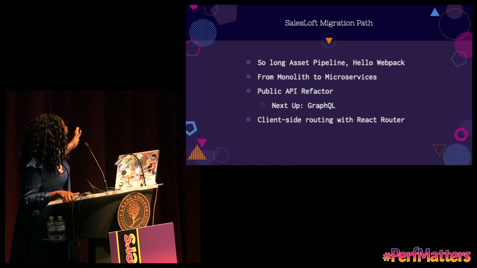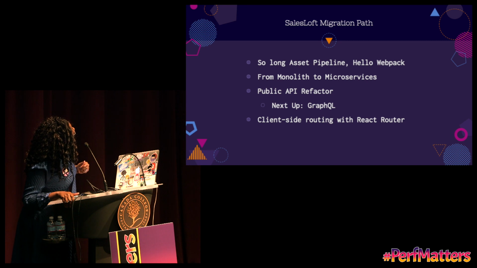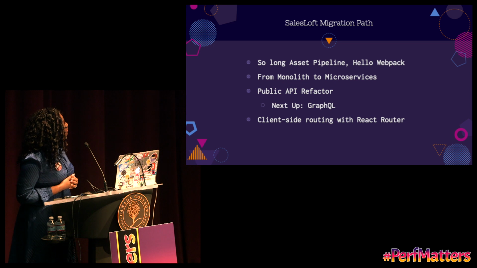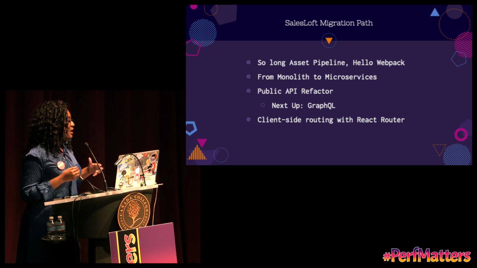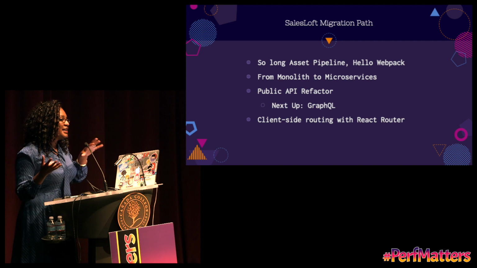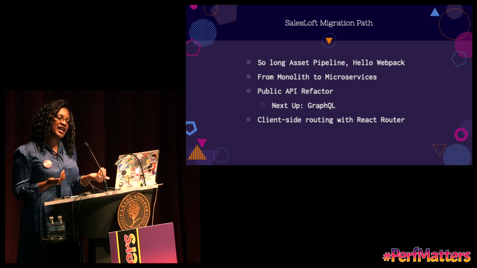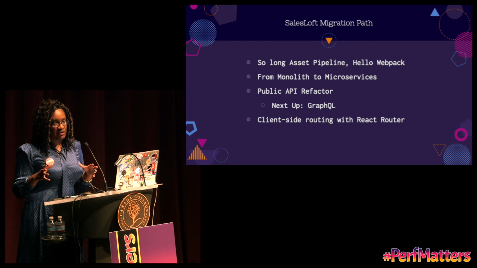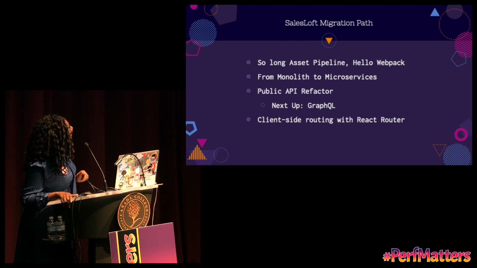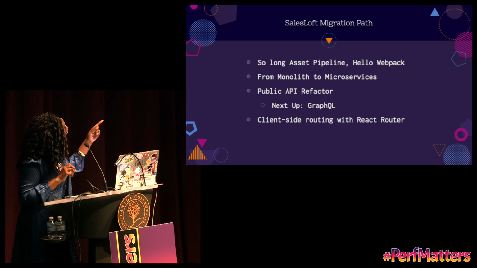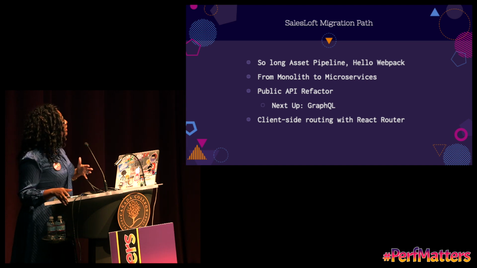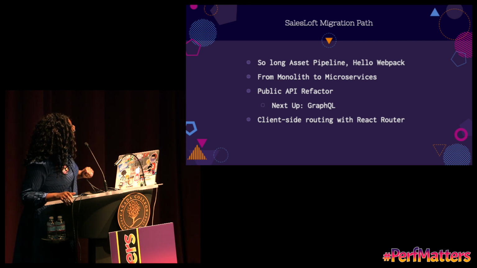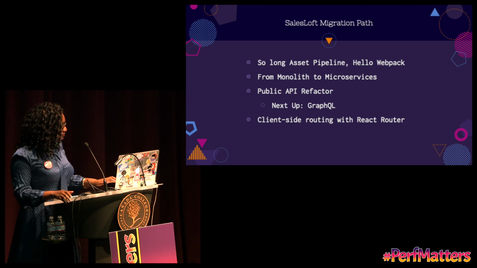So we said goodbye to asset pipeline and hello to Webpack. We started breaking up a lot of our application into microservices, which was a huge step in and of itself. A lot of times people think that when you're refactoring for a progressive web app, you're only going to be refactoring your front end. But there were definitely implications on the back end, and that's what I really wanted to show here. We did a refactor of our public API. The next thing we're working on, coming up in the next few quarters, is moving towards GraphQL and client-side routing with React Router.